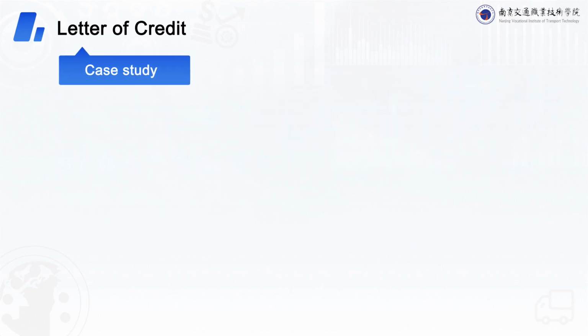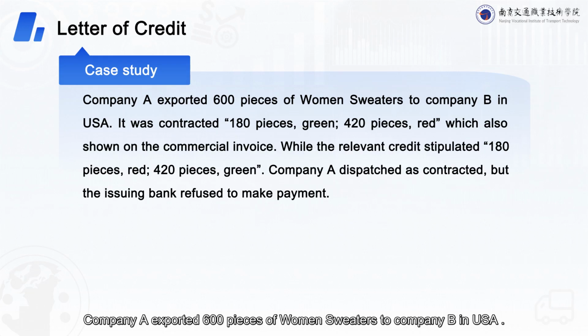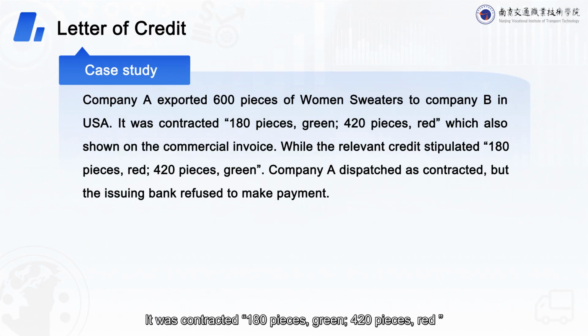Let's look at this case. Company A exported 600 pieces of women's sweaters to Company B in USA. It was contracted 180 pieces, gray, 420 pieces, red, which also show on the commercial invoice, while the relevant credit stipulated 180 pieces, red, 420 pieces, green. Company A dispatched as contracted, but the issuing bank refused to make payment.